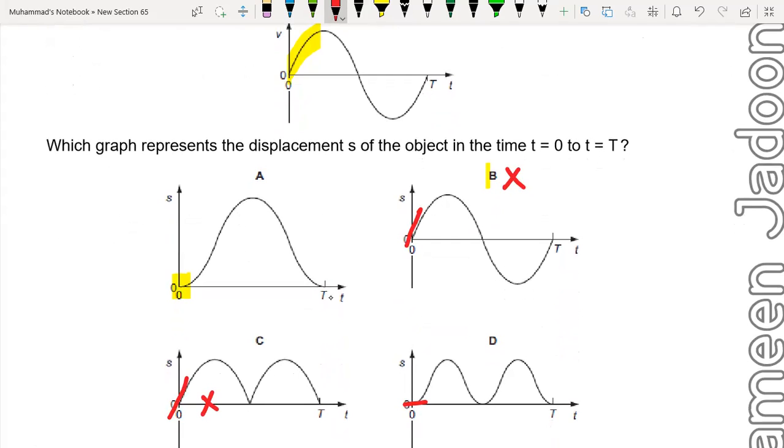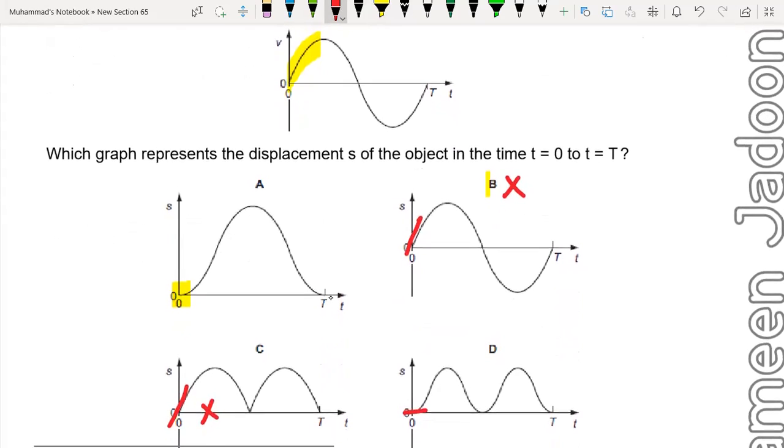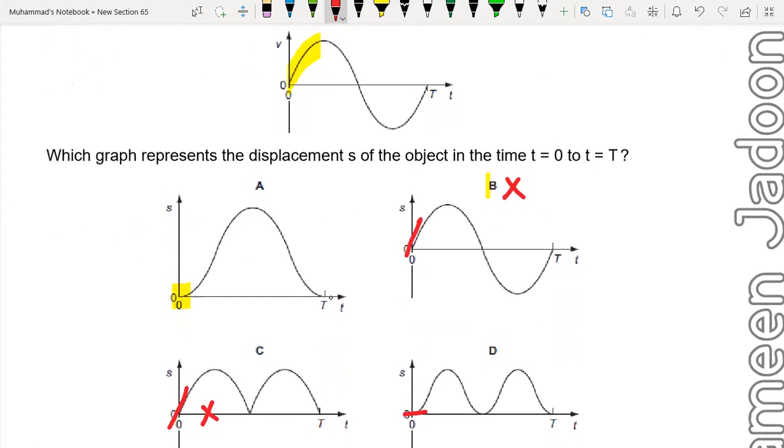Then the gradient should increase as the velocity is increasing. As the velocity is increasing, the gradient of the displacement time graph should increase. So over here, the gradient increases, it becomes maximum. Then the gradient decreases to 0. Okay. So the gradient is 0 somewhere between 0 and t.